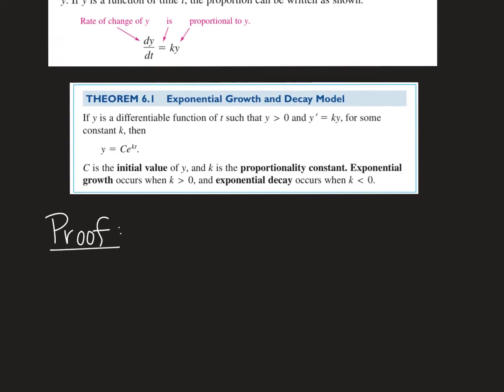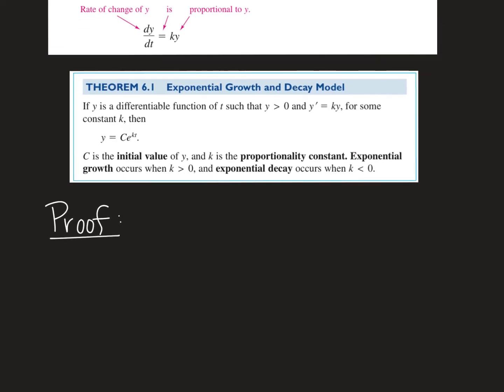Let's prove that when we solve that differential equation up there, dy/dt equals ky, we will in fact get this lovely guy right here. So first we want to separate our variables. I'm going to divide both sides by y and also multiply both sides by dt. So we'll have 1 over y dy on the left, and k dt on the right.